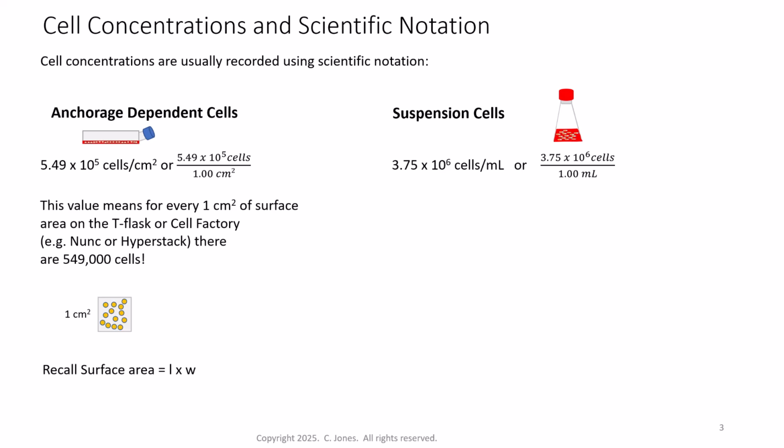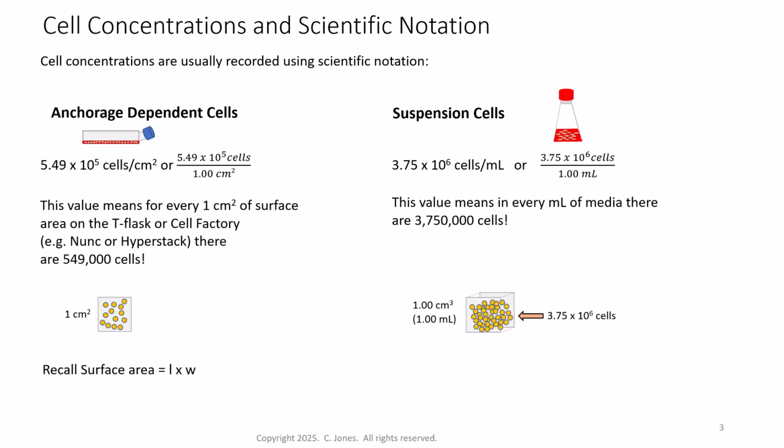For suspension cells, a typical number may be something like 3.75 times 10 to the 6th cells per mil. And again, if it helps during conversions, it's really 3.75 times 10 to the 6th cells per 1 mil. And here we are actually in a volume, so this means for every 1 mil of media, there are 3,750,000 cells. And if you get a really high density, this can go as high as 10 to the 7th or 10 to the 8th in some cases.